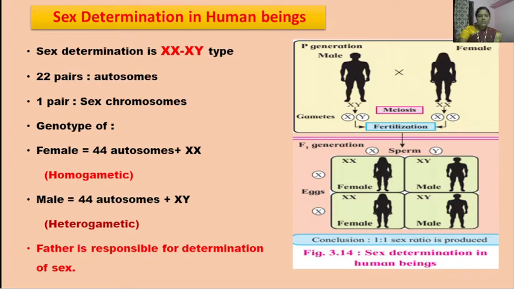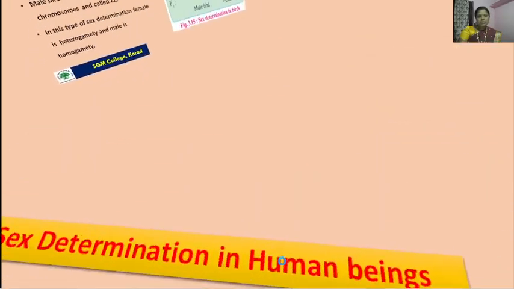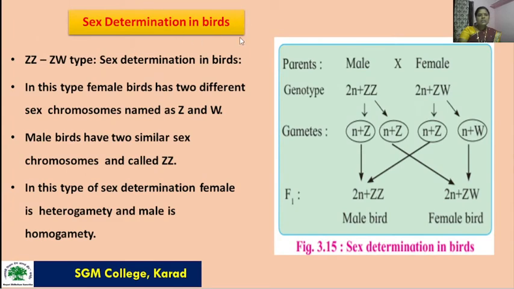See this diagram, this is sex determination in human beings. It indicates that the sex of the child depends on the type of sperm fertilizing the egg, and hence the father is responsible for the determination of sex of the child and not the mother. Okay.